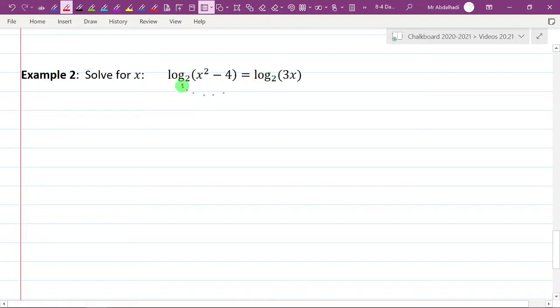As long as the logs match, meaning they're both logs and they're both the same base logs, then you can drop the logs, assuming that there's nothing else. Now, you have to make sure there's nothing else there but the log. In other words, if you have an extra number out here, now you can't do that. But if it's just a log equal to a log, you can drop the logs. And that leaves you with this.